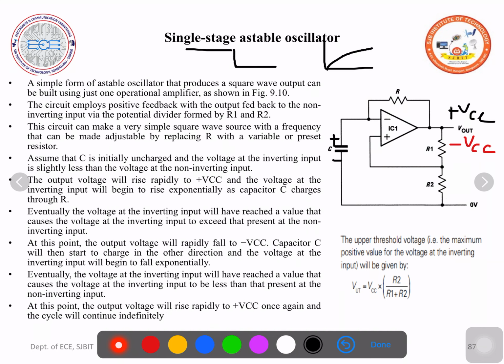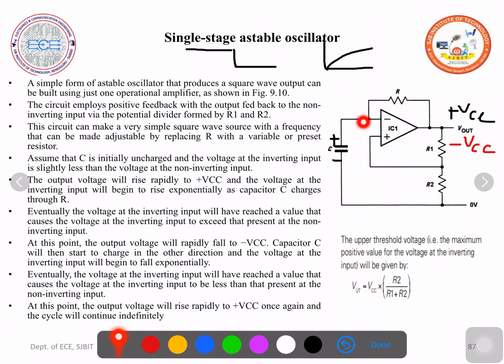Now the capacitor will start to charge in the other direction. The capacitor starts to charge in the opposite direction, because the output voltage is now minus VCC. What happens if the capacitor is started to charge in the opposite direction? The voltage across the capacitor, the charges which are stored in the capacitor, will start decreasing.